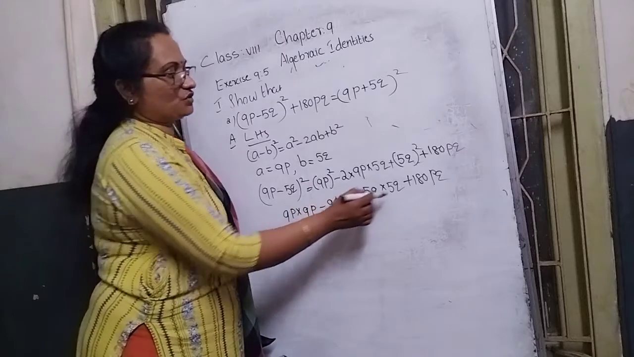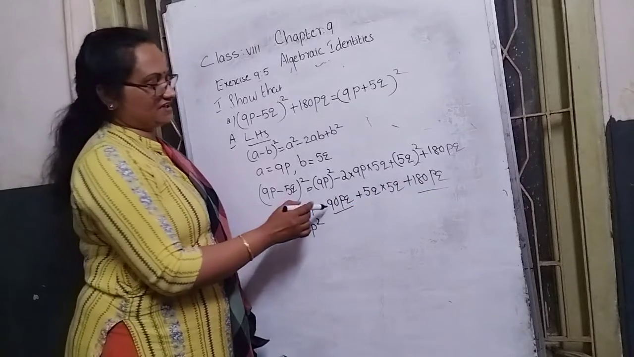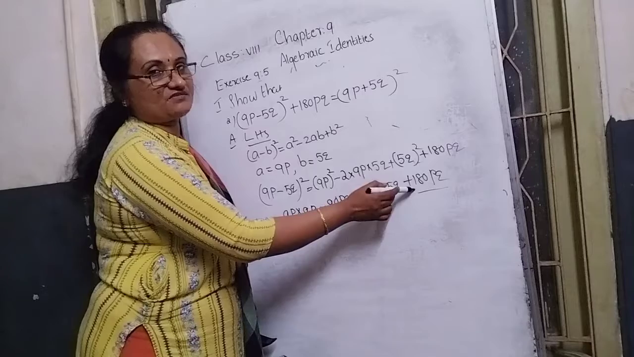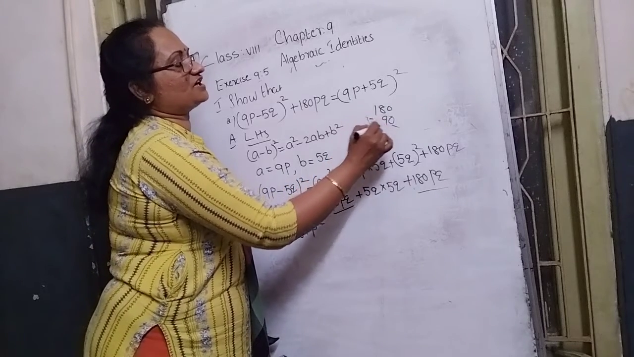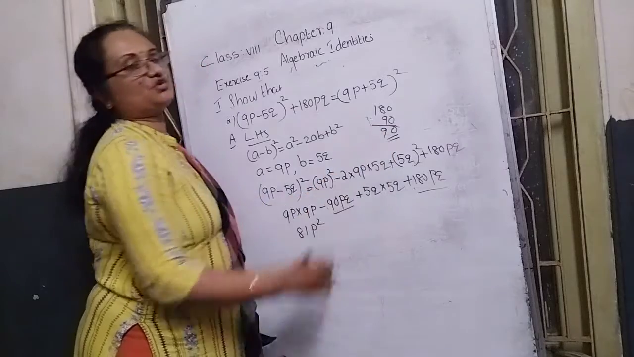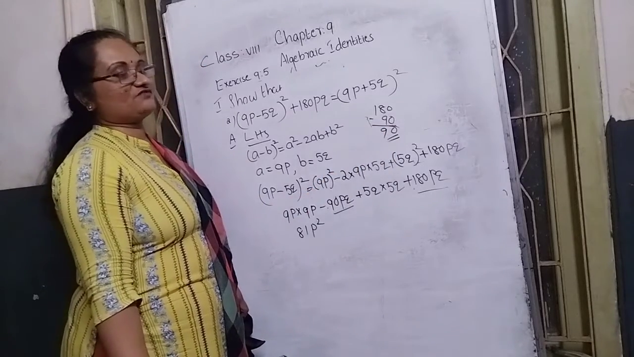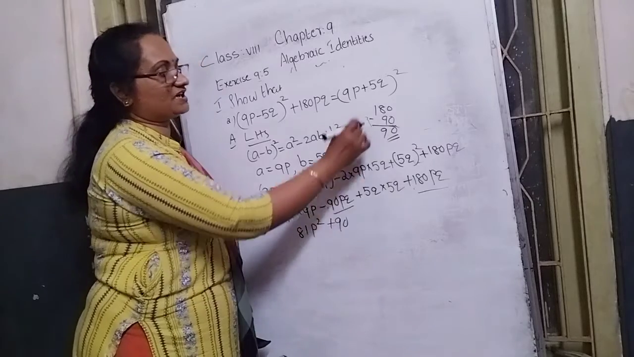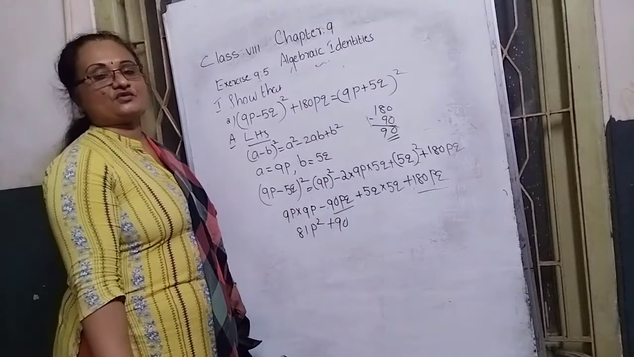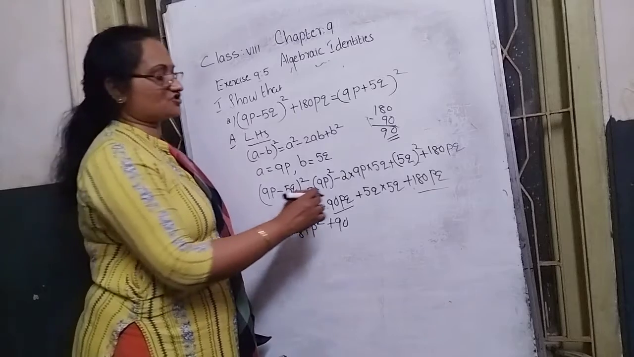Here see, these two are like terms, the pq terms. One is negative 90, here positive 180. Positive and negative, both are opposite signs, so what do we want to do? Subtract and put the bigger number's sign. Subtracting 180 minus 90 becomes how much? 90. The bigger number is 180, and the sign of 180 is plus, that's why plus 90pq.